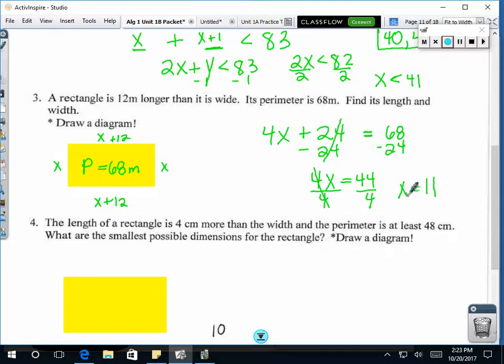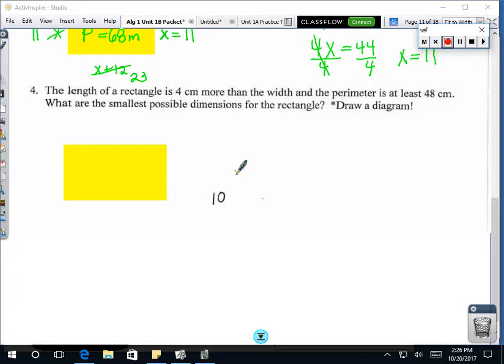Well, is x the width or the length? The width. See how just the regular x is on the width? So if that's 11, what do you do to figure out the length? Add 12 to the 11, and you get 23. So this side would also be 23, and this side would be 11. Do those four numbers add up to 68? Yes. Okay, I want you to try number 4.